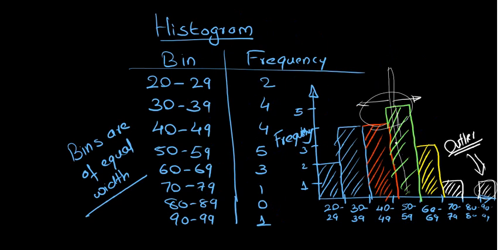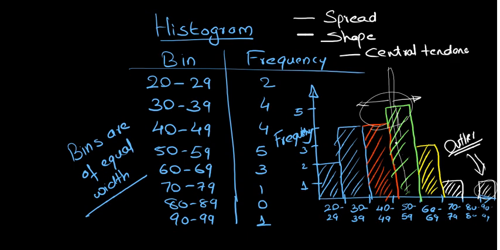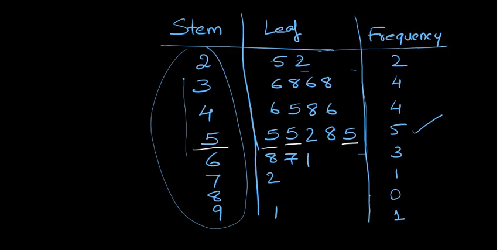Okay, so the histogram is a very useful technique. It gives you an understanding of the spread of the distribution. It gives you a qualitative feel of the shape of the distribution. Okay, and it also gives you where your central tendency, or the mean or the median, lies. So all this information you get from the histogram. So this is the second tool which we have seen. The first tool is the stem and leaf plot.